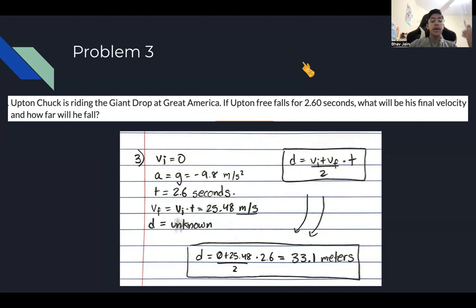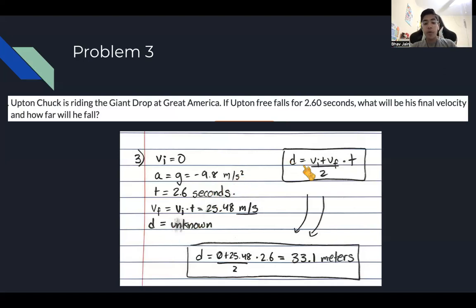Now, what we know is the initial velocity, which is 0 meters per second, the acceleration, which is equal to g, which is equal to positive or negative 9.8 meters per second squared. We also know the time. The final velocity, we can do the same thing as we did in problems 1 and 2 and multiply the acceleration times time, which is going to be equal to 25.48 meters per second. That is the final velocity, yeah, exactly.